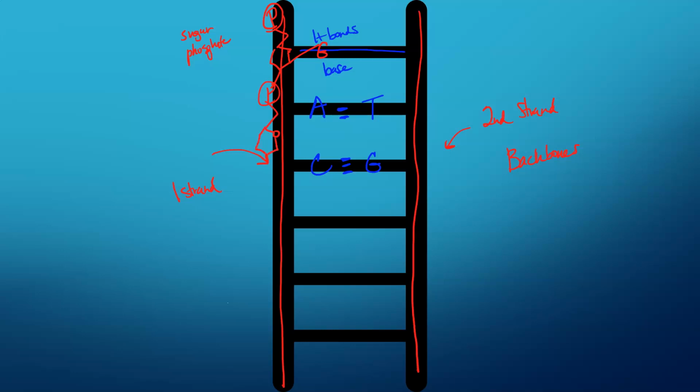And the phosphate sugar, phosphate sugar, phosphate sugar, that is what's making up the sides of the DNA strand or DNA ladder. Same thing would be happening on this side, except this would be going in the opposite direction. So if this side of the ladder is running in this direction, the DNA strand, then this one is what we call antiparallel. It's running in exactly the opposite direction.